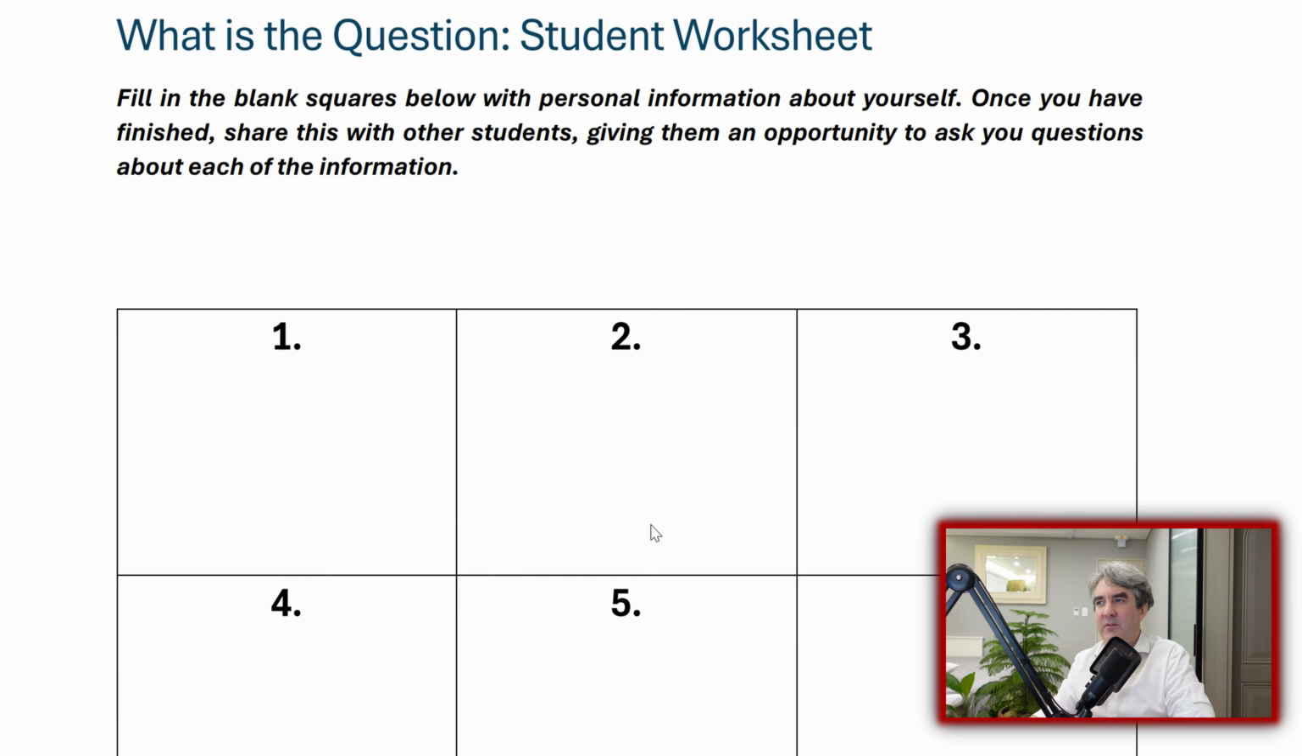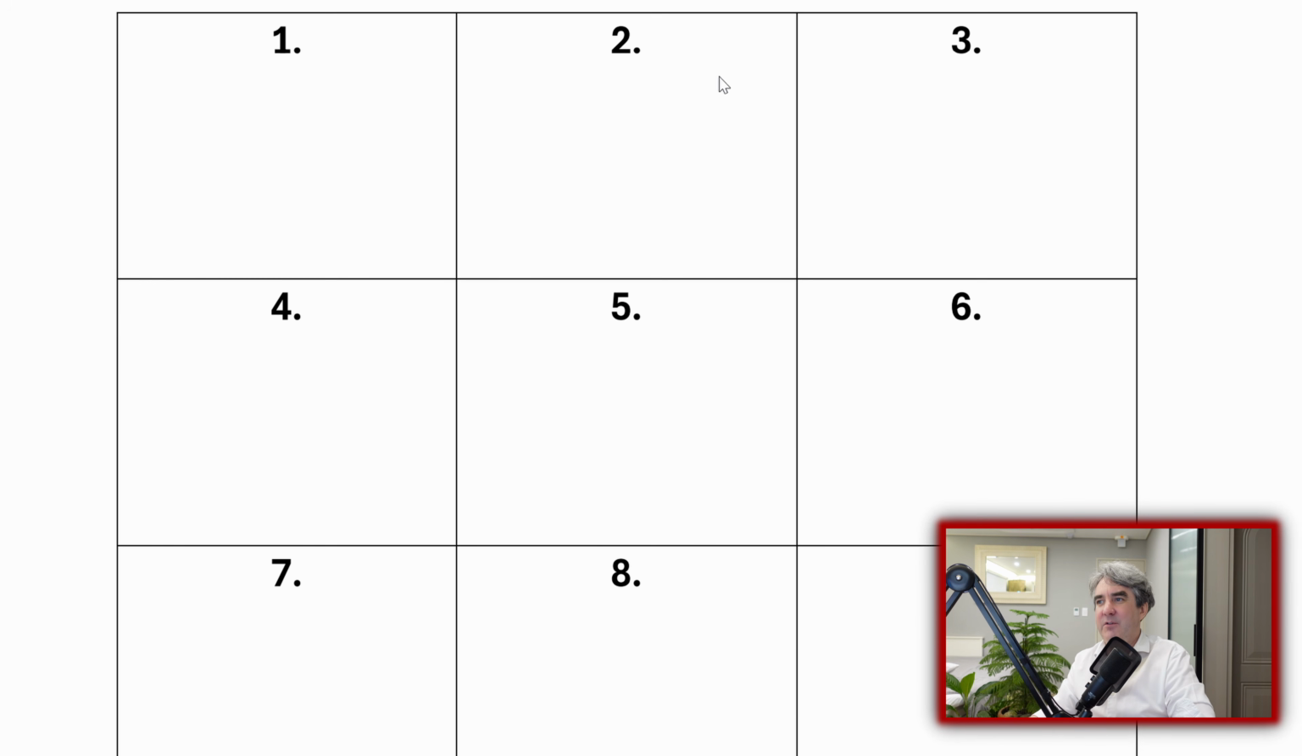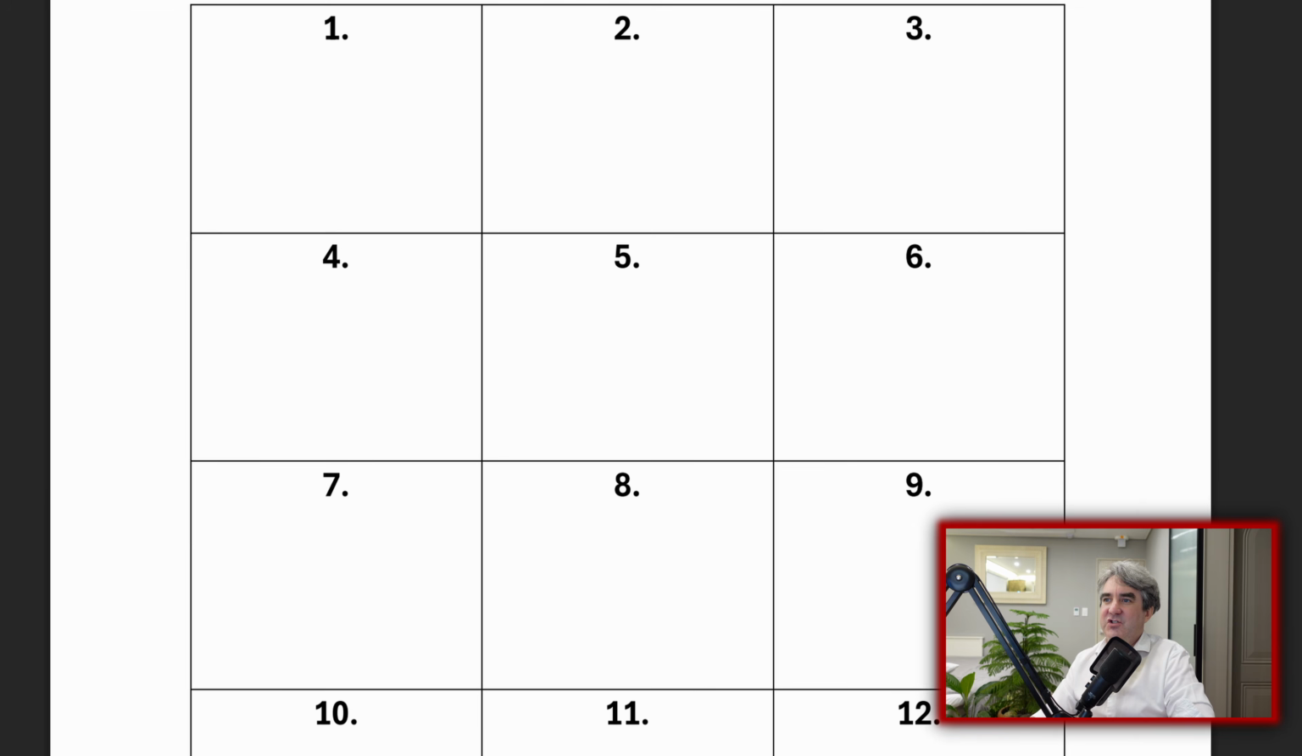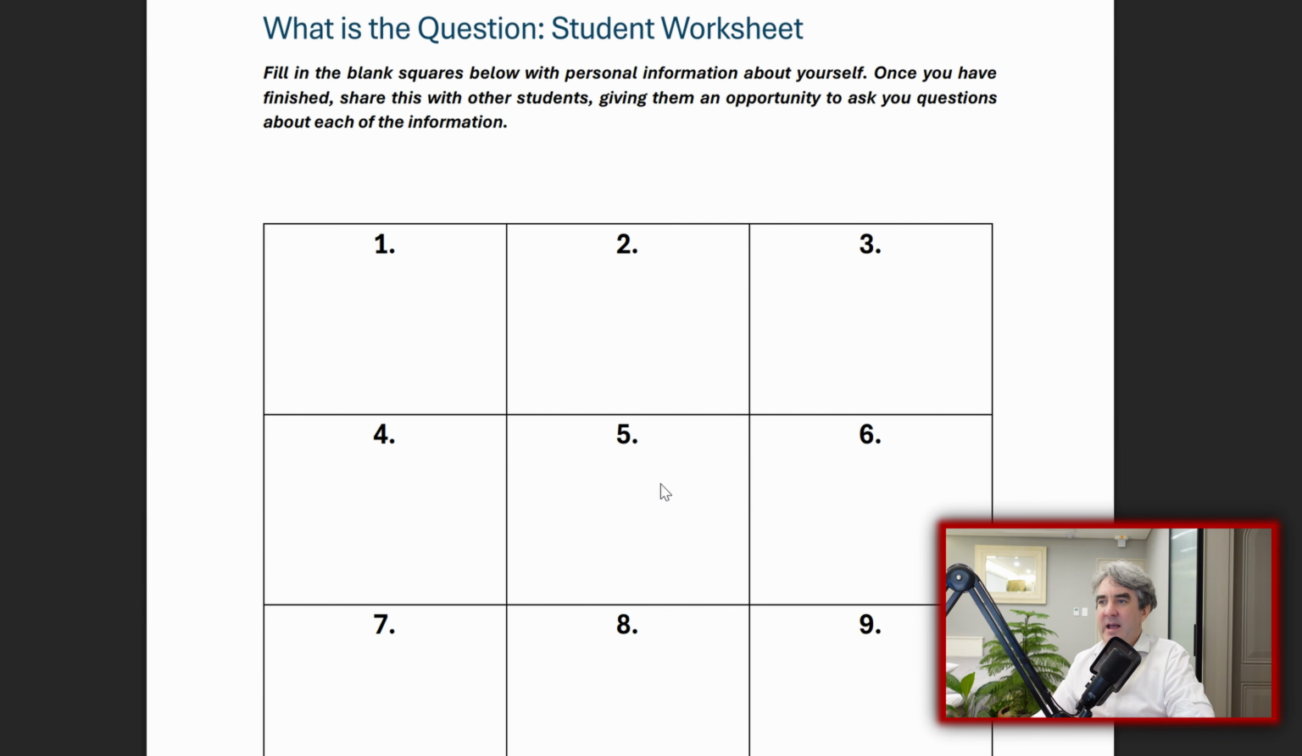The next step would be for students to try and fill in information about themselves. And here we've got a sample of a student worksheet and different boxes which are available, 12 boxes in total. They fill in the information, just the answers only, no questions. And then that student would then share with other students, and the other student would then try and guess what the question is. It's a great way to develop question forms and for students to get to know each other quite well as well.